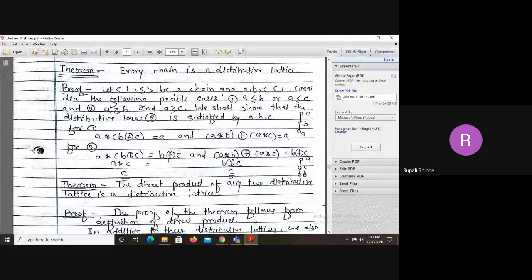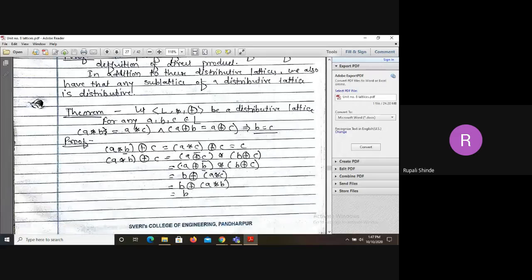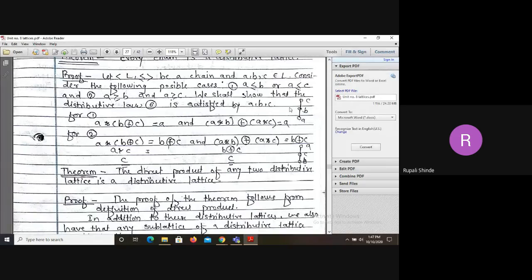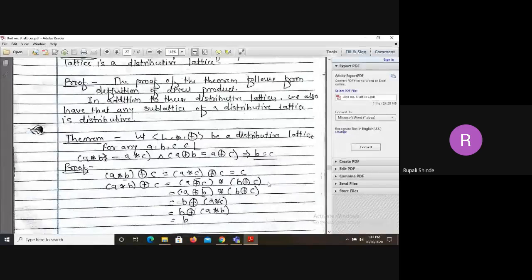So value for A star C. A. Correct. So that value we have to take its XOR operation with C. So A XOR C. C. So that value we have written here. So value we got for LHS, that is C. Now check for RHS. So here we have to apply distributive property. So that is A XOR C star B XOR C. So here we have applied distributive property.